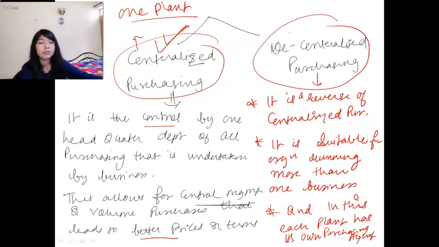Okay, so that's about decentralized purchasing. It is the reverse of centralized purchasing. It is suitable for an organization which is running more than one business, and in this, each plant has its own purchasing agent.